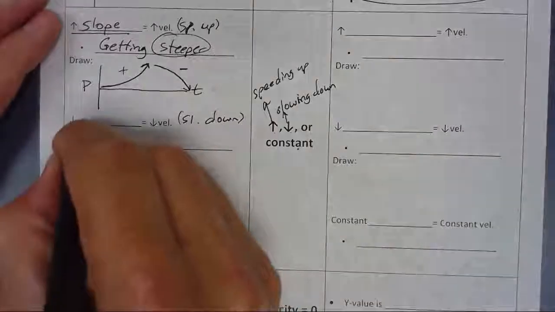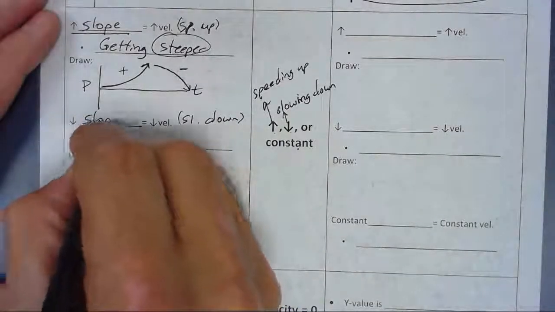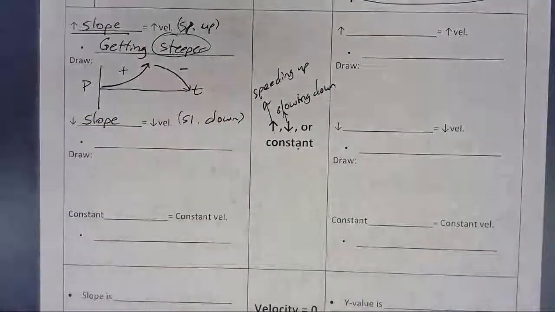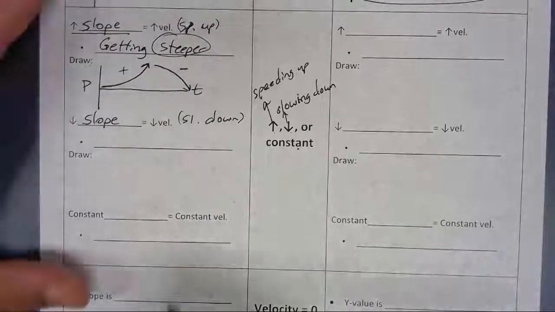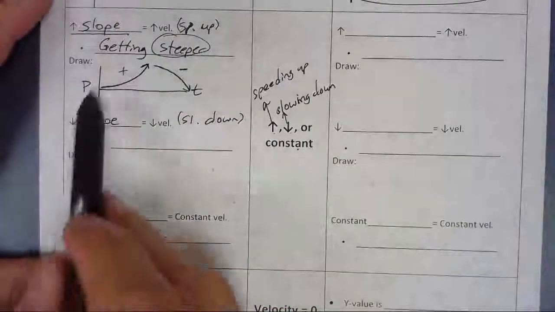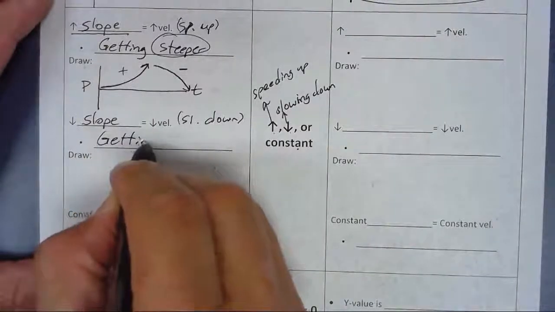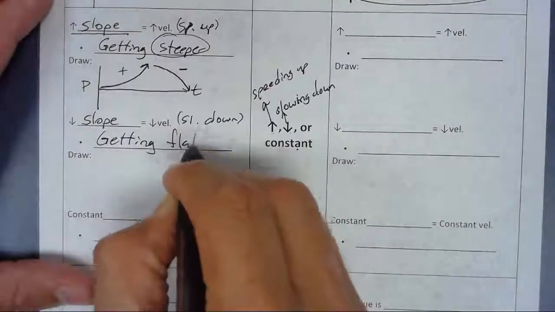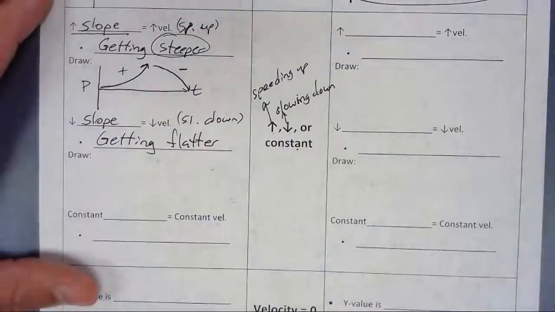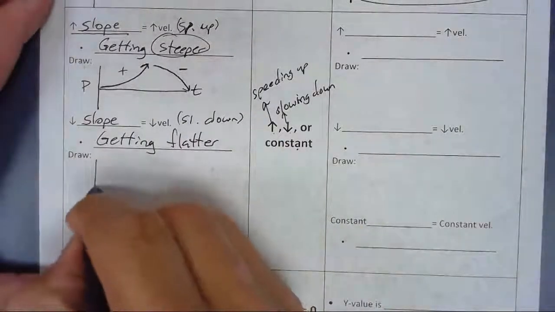Slowing down would be a decreasing slope. If the slope is decreasing, that means the velocity is decreasing. If increasing slope meant getting steeper, well, now the line will be getting flatter. It gets more and more flat. So again, let's draw our graph.